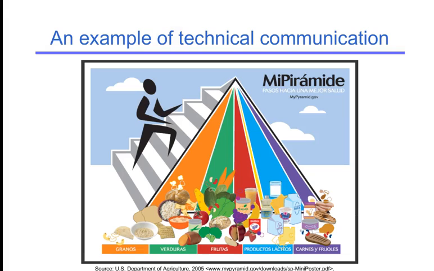Here's an example of technical communication. Now this isn't in English, but even though it isn't in English, you can get a pretty good idea that this is a pyramid, the person is walking up the pyramid, and you can see from the way things are color-coded what you're supposed to have more of and have less of. So you get a lot of information there without even needing to speak the language.